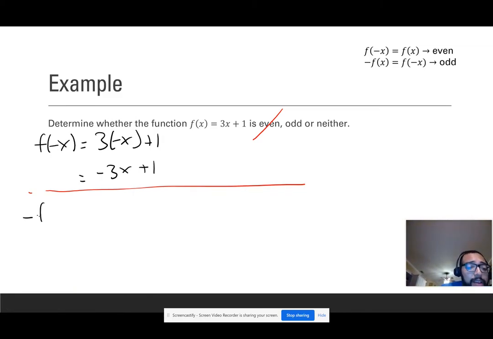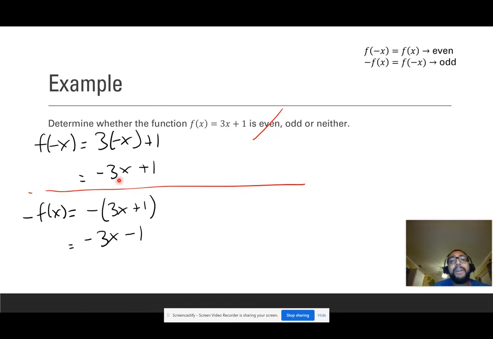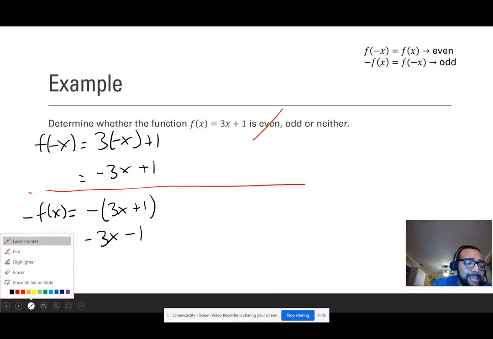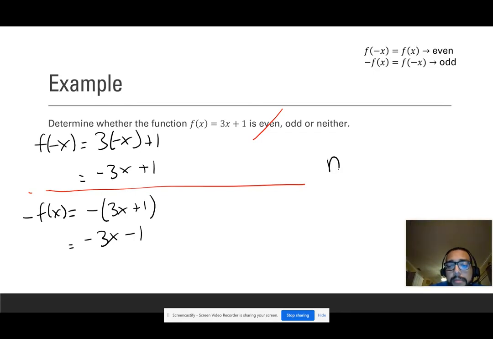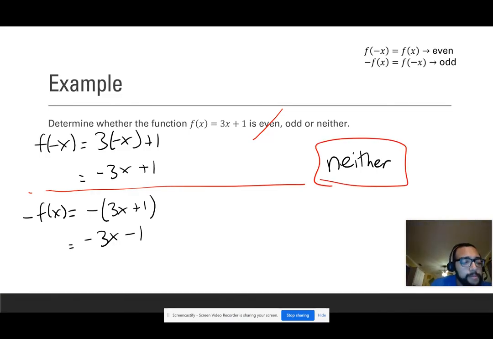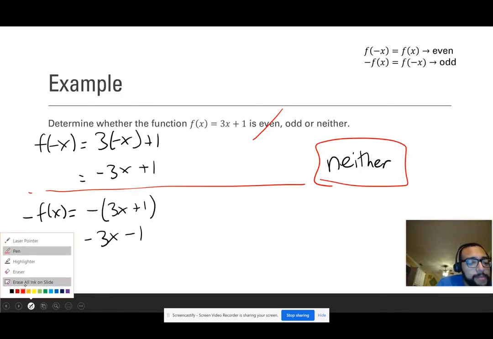So that means negative f of x. So negative f of x. So when I distribute that negative, negative 3x. Ooh, a negative times a positive 1 is negative 1. We were close. We were close. If this was the same as this, it would have been odd, but since it is not, excuse me, that means it is neither. It's the third way to say it.